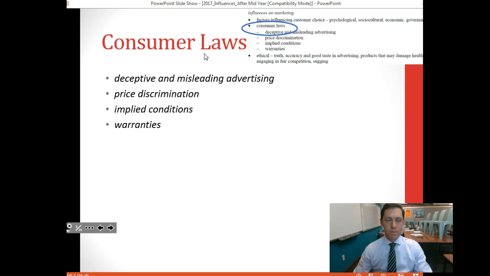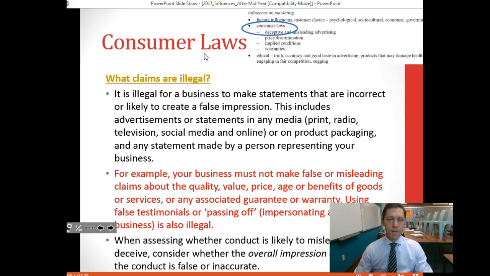You need to be aware of price discrimination and what it means to discriminate on price, and understand that there are certain situations where that might be illegal. You need to understand what implied conditions mean, and also the laws around warranties. To get started, you need a good understanding of what consumer law actually is. As it says on your screen, it is illegal for business to make statements that are incorrect or likely to create a false impression. That really encapsulates consumer law. We'll have a look at some specific examples of deceptive and misleading advertising and price discrimination.